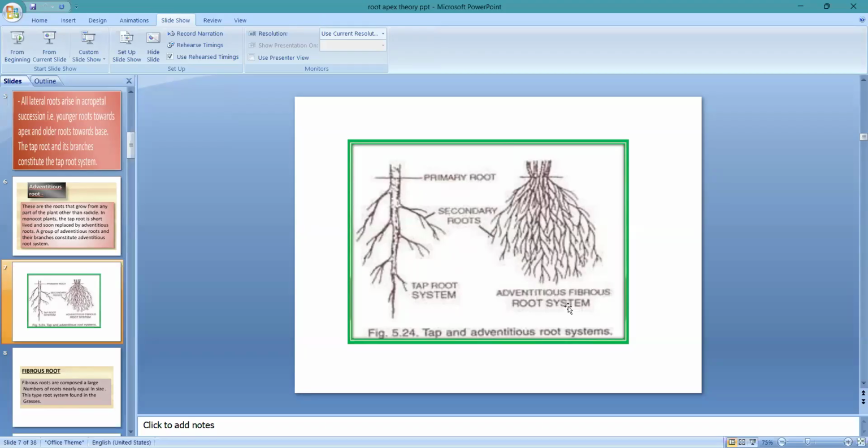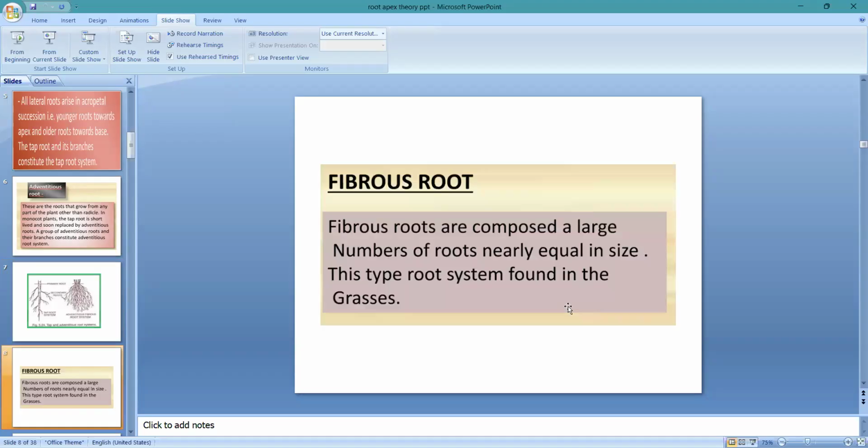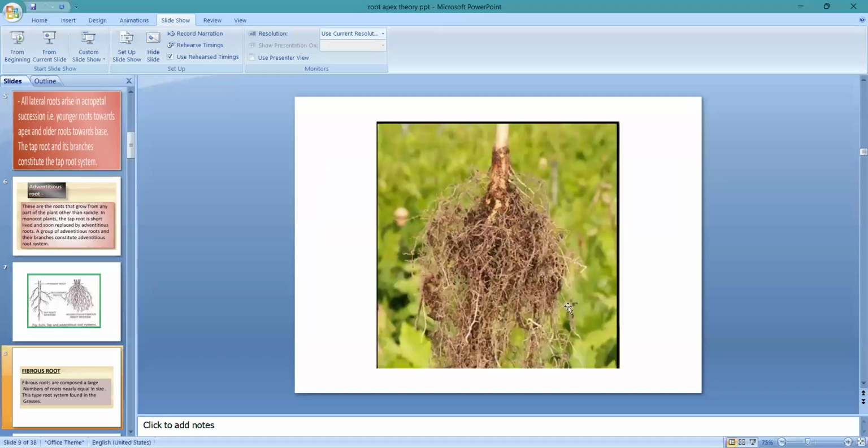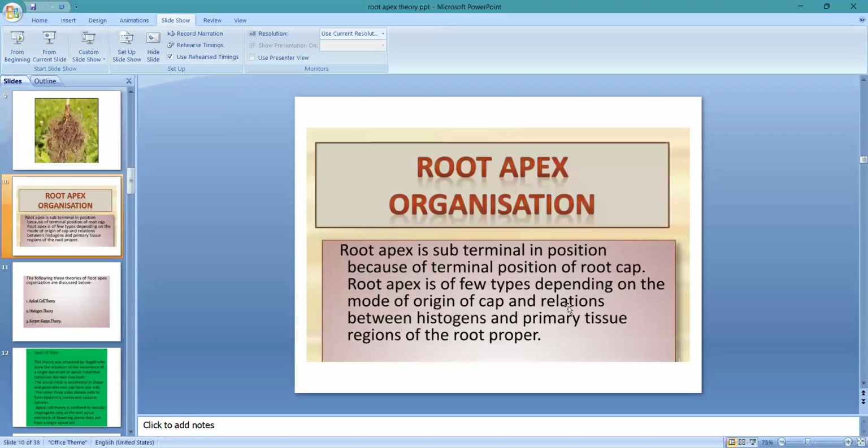Next, the fibrous roots are composed of a large number of roots nearly equal in size. This type of root system is found in grasses, as you already know. In the grass plant, the roots you observe are called a fibrous root system. Next, coming to root apex organization, it is very important.